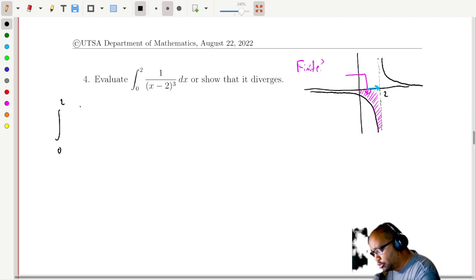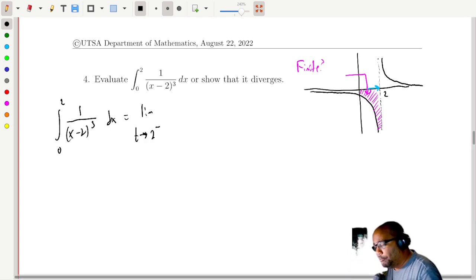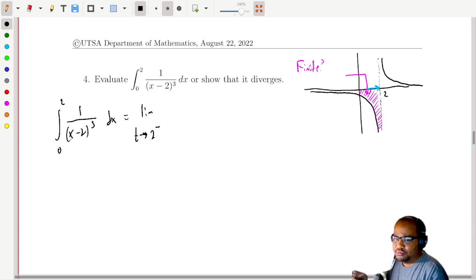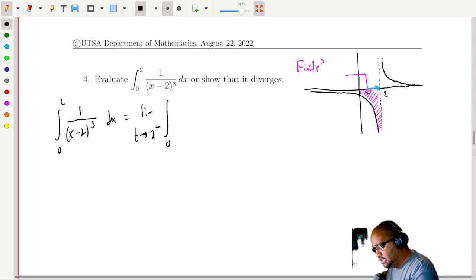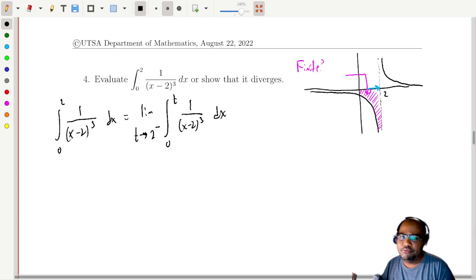So let's write our original integral and cast it as a limit. It will be the limit as t approaches 2 from below, 2 minus, from the left, of the integral from 0 to t of 1 over (x minus 2) cubed dx. Just like with any improper integral, we're going to evaluate the integral and then take a limit. We're looking at the limit of this area function, the area under this curve, this pink area.